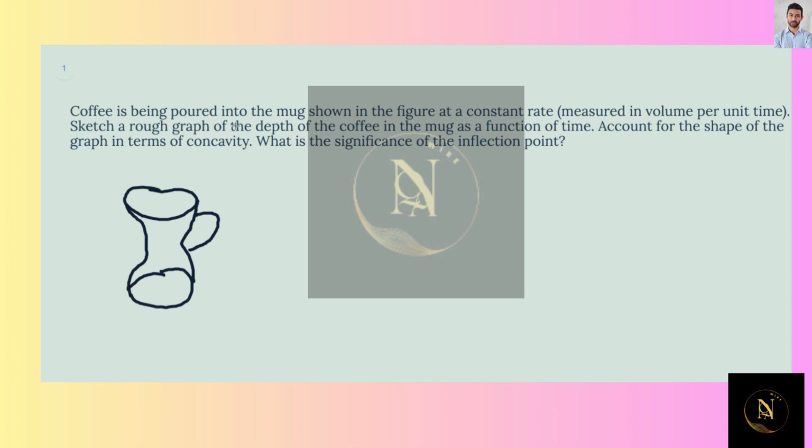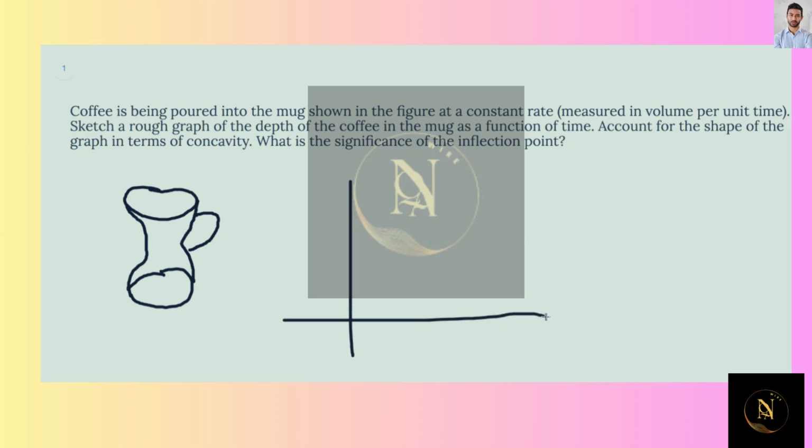So coffee is being poured into the mug shown in the figure. The figure is right here. And we're being asked to measure in volume per unit time, and to sketch a rough graph of the depth of the coffee in the mug as a function of time, and account for the shape of the graph in terms of concavity. So what is the significance of this inflection point?